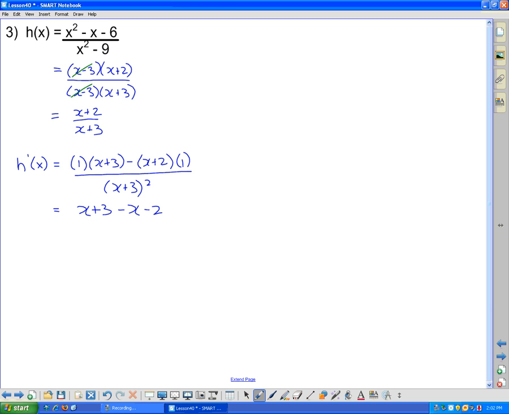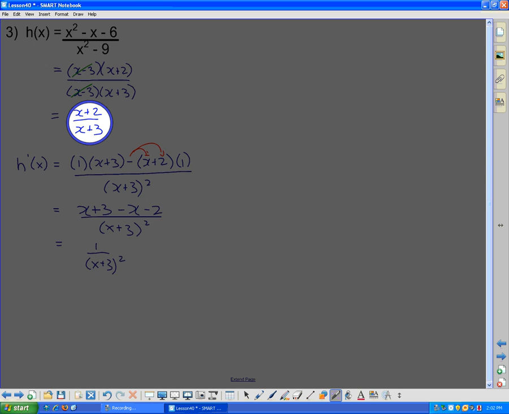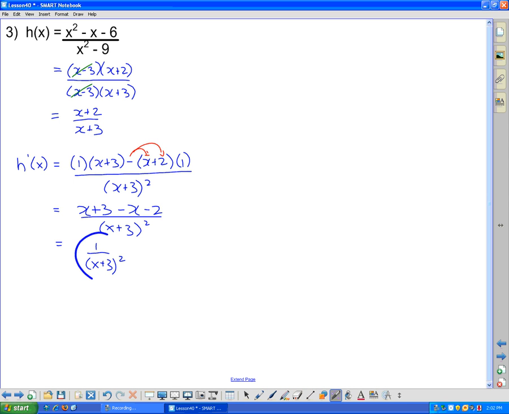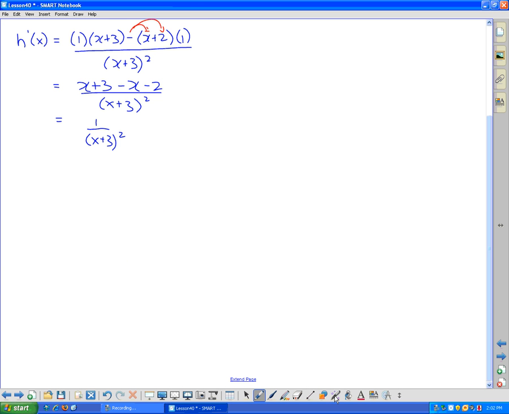Don't forget that this negative sign needs to distribute in, so the signs become negative. That's over x plus 3 squared. The x's cancel, so we end up with 1 over x plus 3 squared. So if you look again, and I'm just pointing this out, relatively ugly function to start with, but now the simplification was easy, and now that first derivative is fairly clean and straightforward, so it allows for an easy second derivative.